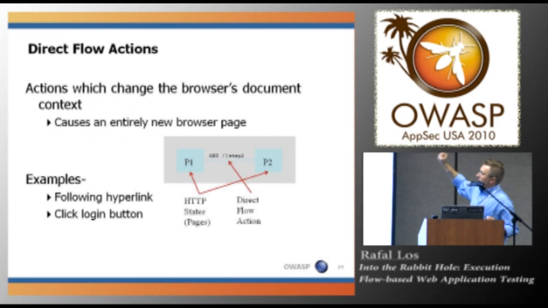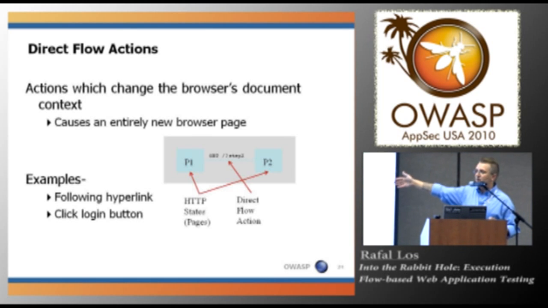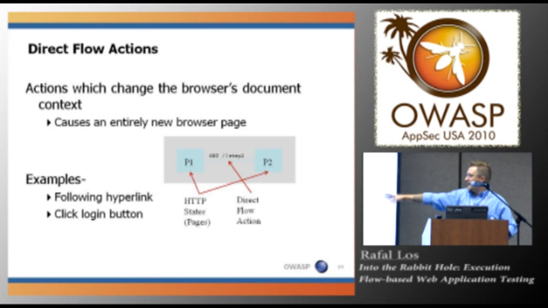Now, direct flow actions are actions which change the browser's document context. So this is a completely and entirely new refresh of the DOM, an entirely new browser page. So you get a full frame refresh, right? Your browser goes blank for a second. So for example, you follow a hyperlink or you click on a login button, something happens, and you get a totally new page, and you get a diagram that looks something like this, right? You get a P1 where you started, a P2 where you ended up, and a line between them. You get a GET page, and the HTTP states are the two pages, and a direct flow action is the line between them. And this is about as basic as it gets. Any questions on that? That's pretty clear? Sweet. It only gets more difficult.